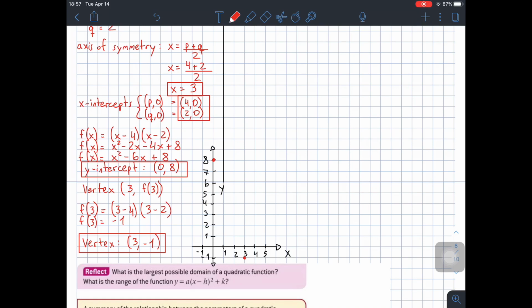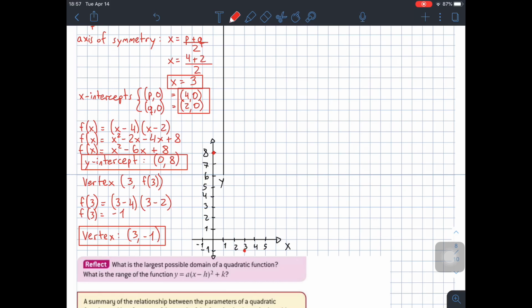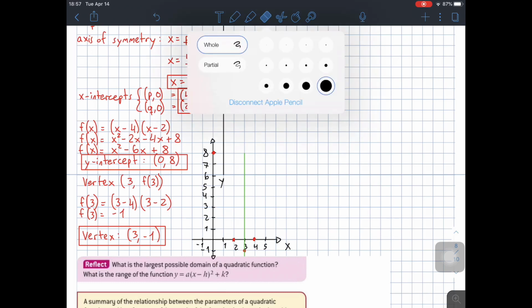Okay, so (0, 8) is the y-intercept, and then we have the roots, which are (4, 0), that's here, and (2, 0), that's here. And then we have the axis of symmetry, which is x equals 3. That's a vertical line at x equals 3. I'm going to erase this part of the line.